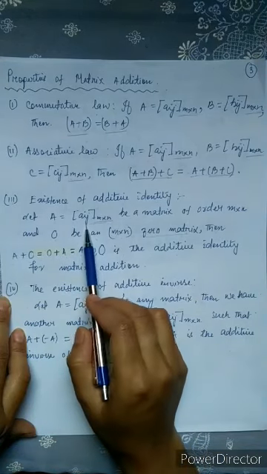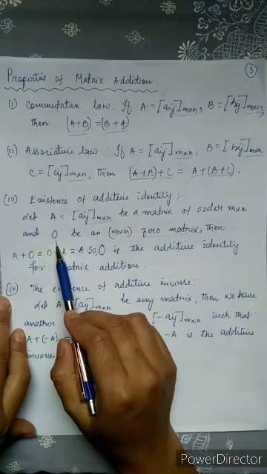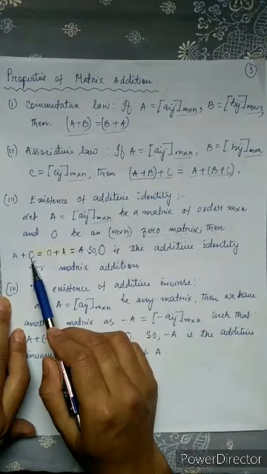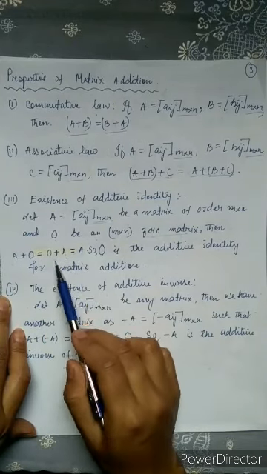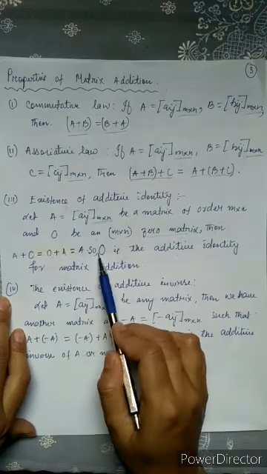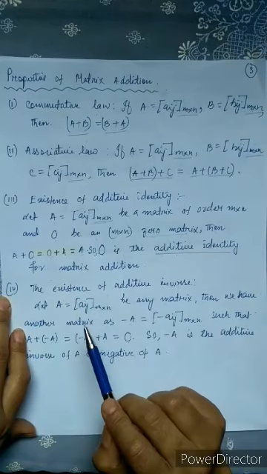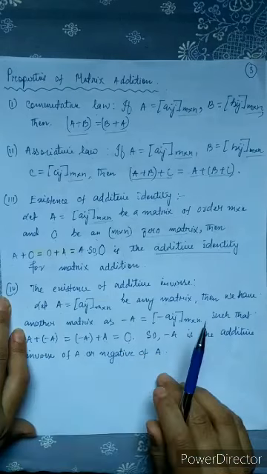For any matrix A, a zero matrix exists. When zero is added to A, or A is added to zero, the result is A. This zero matrix is called the additive identity for matrix addition.